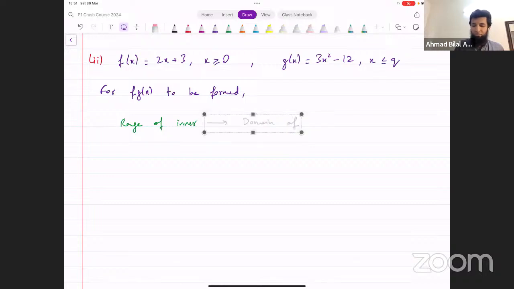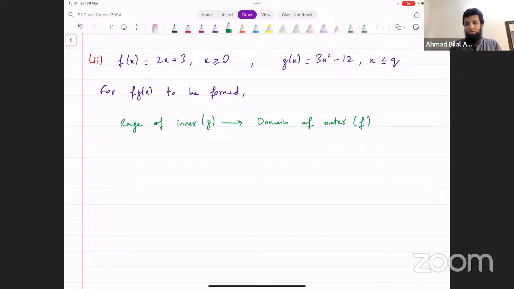Now, what's the inner function? The inner function is g. So the range of the inner function, we should be inputting all of that into the domain of the outer function. The outer function is f. Now we know one of these things. We know the domain of the outer function. What's the domain of the outer function? The domain of the outer function is x greater than or equal to 0. So this is something that we do know. It should be x greater than or equal to 0.